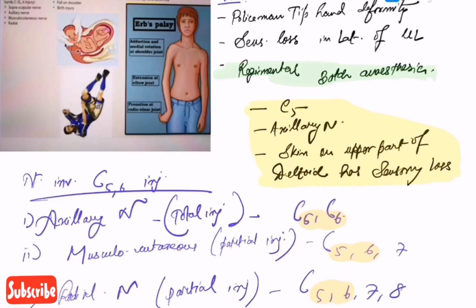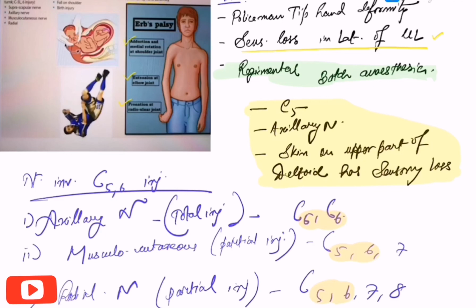So let's see what's seen in the image. Adduction and medial rotation of the shoulder joint, extension of the elbow and pronation at the radial ulnar joint. The clinical features are policeman tip hand deformity and sensory loss in the lateral aspect of the upper limb. Now, the regimental patch anesthesia: root value C5, axillary nerve involved, and the skin on the upper part of the deltoid muscle has sensory loss.